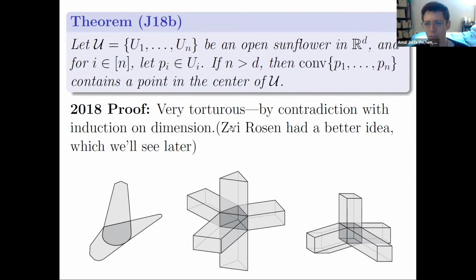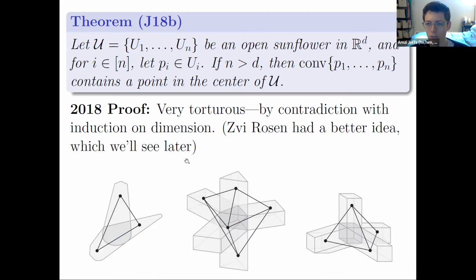But let's just use this theorem and see that it works. In all these examples I drew you, I have at least as many petals as dimension plus 1, so 3, 5, and 4. Let's choose some points from each petal for each of these sunflowers, and let's look at their convex hulls.